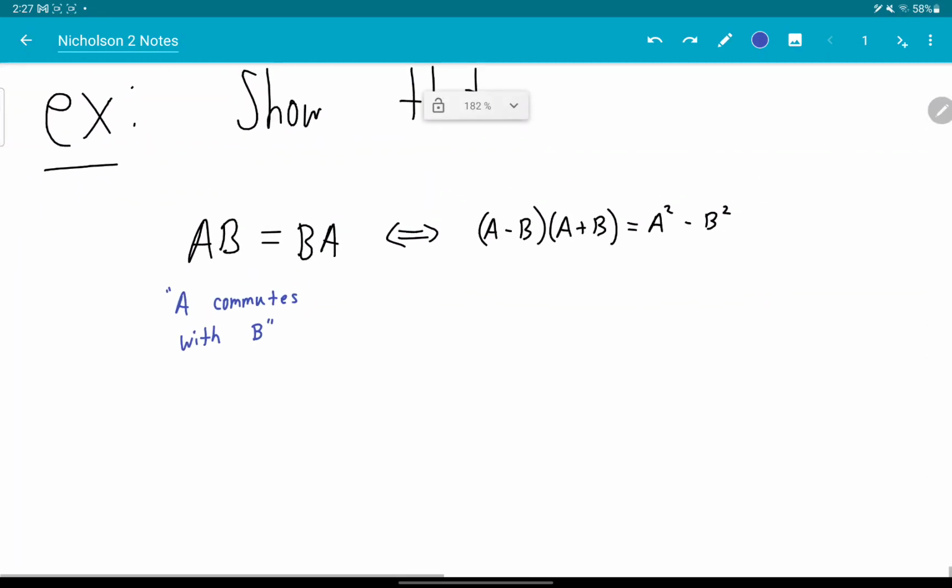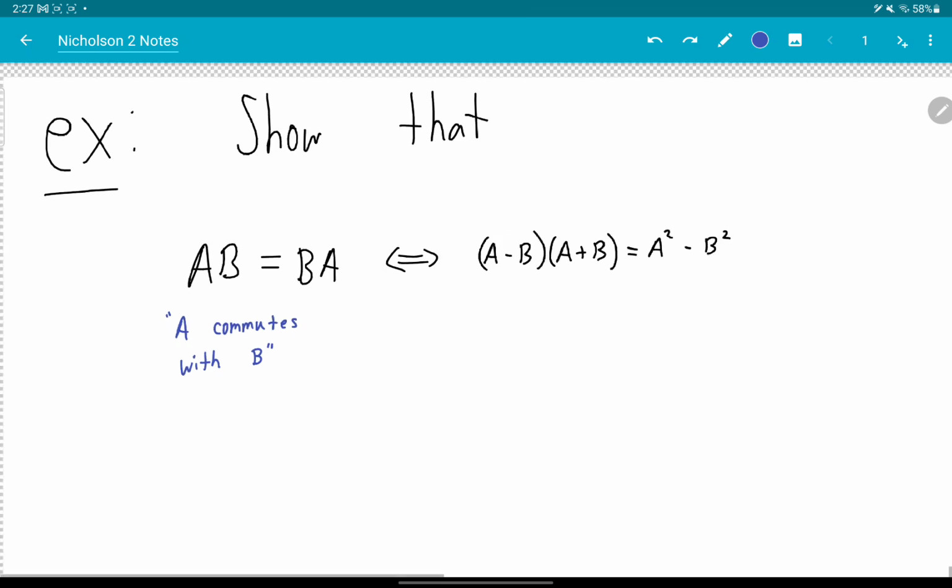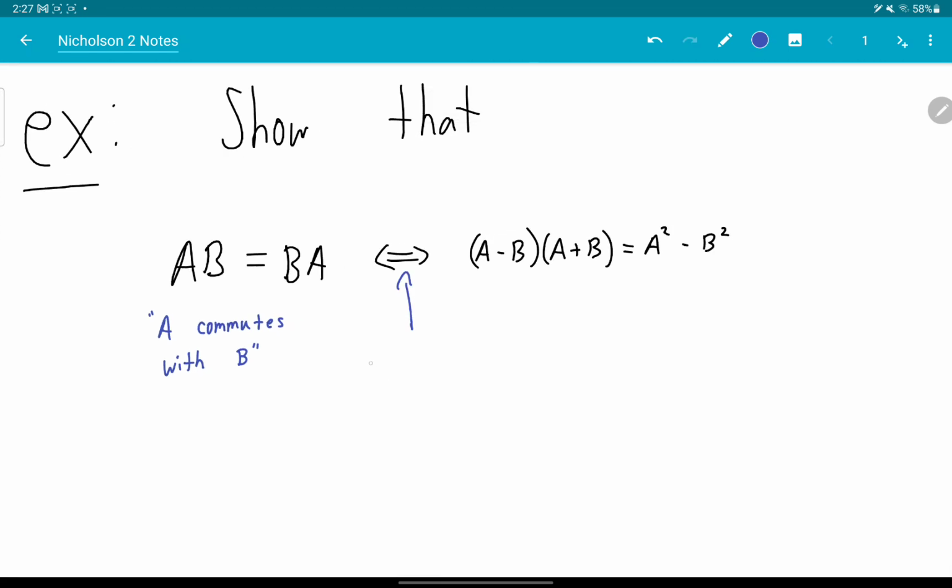Now, this symbol right here is "if and only if". So what that symbol means, a nice way to summarize that phrase.